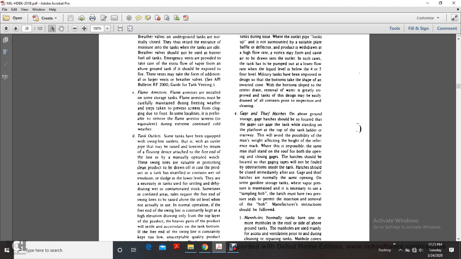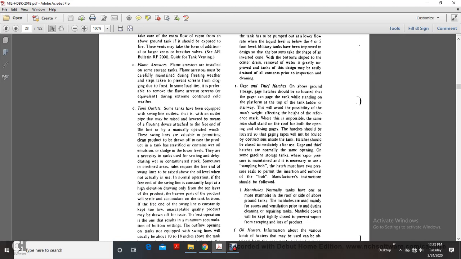Gauging and thief hatches. On an above ground storage tank, the hatches should be located with the gauge of the tank on the platform, with the top of the tank level with the reference bar, with avoidable possibility of man's weight affecting the height of the reference bar. Where possible, the same man should be standing on the roof for both operations. The gauge hatches should be located so that the gauge type will not be fouled with any obstruction inside of the tank.